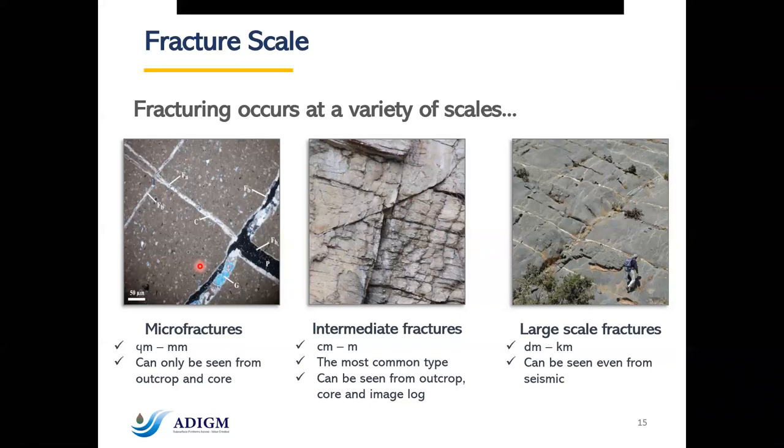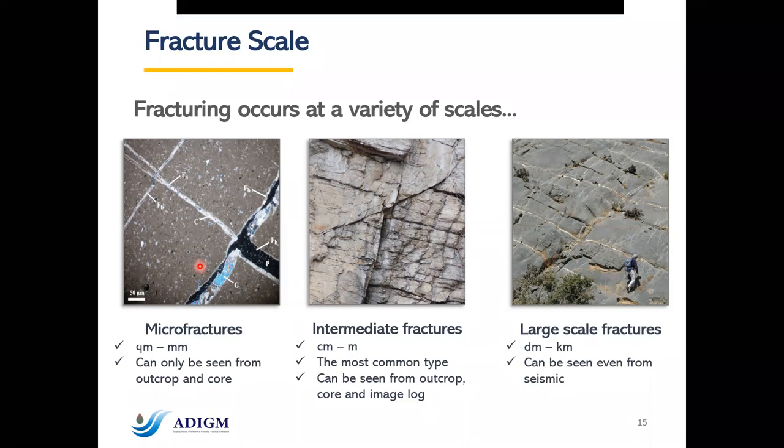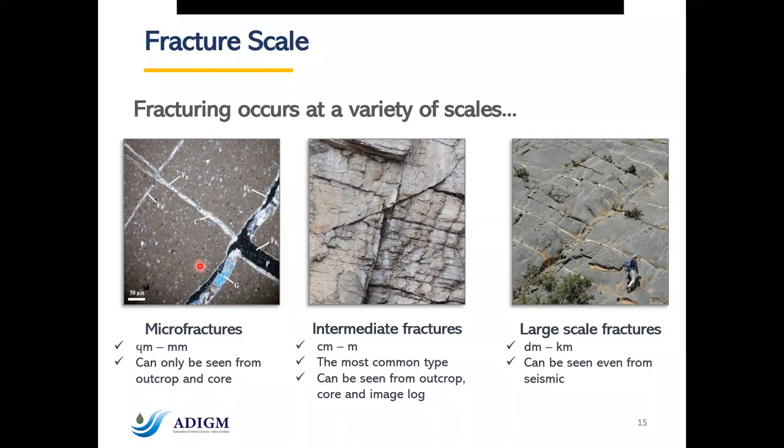The fracturing occurs at a variety of scales. We can observe microfractures, which are micrometer to millimeter in scale, whether we use thin sections or the scanning microscope. And then there are also intermediate fractures, whose scale is centimeter to meter, which is the most common type of fractures. These can be seen from outcrops, from the logs, and also from the core. And then we have large scale fractures, which are decimeter to kilometer scale.